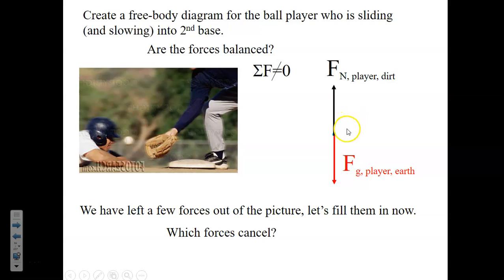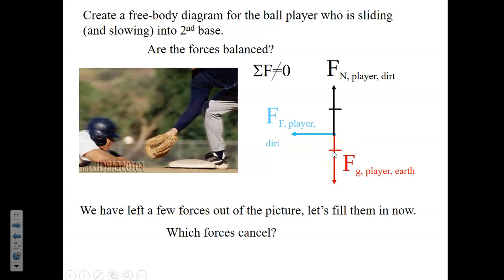Well, friction would be our major force that's acting. And which way is the friction going to be acting? If he's sliding to the right, it's going to be acting to the left. So to the left, we've got a force of friction on the player by the dirt or ground or whatever. Okay. Oh, there's our hash marks.